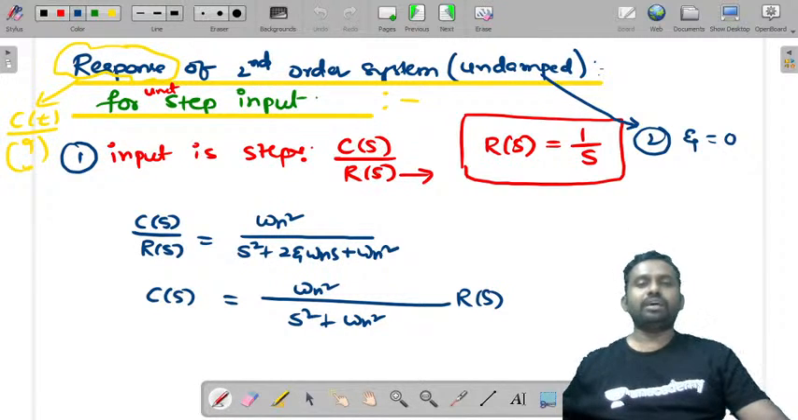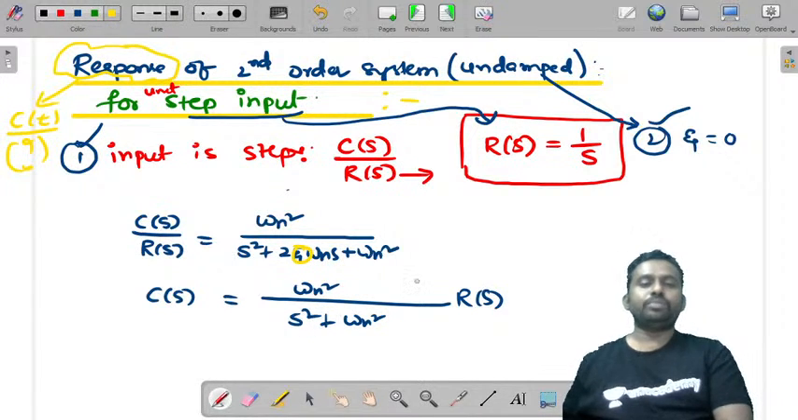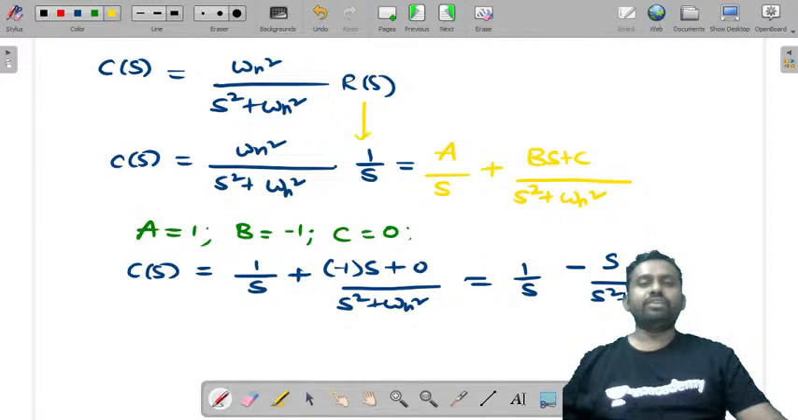So we have taken C of s by R of s as the transfer function, and R of s is 1 by s because input being step, we have considered this. And second, because this being an undamped system that we have considered, zeta is equal to 0. Now if you substitute both these conditions 1 and 2 in this, you'll place 0 in place of zeta, and you'll get omega n square by s square plus omega n square into R of s. So we have taken R of s to the other side. Now what is R of s? R of s is 1 by s. We substitute the value of R of s.